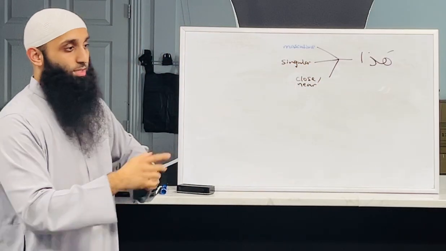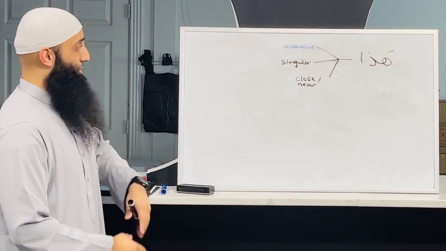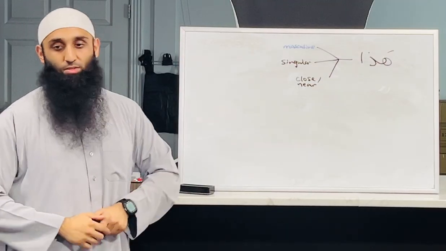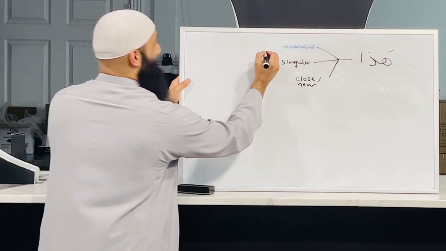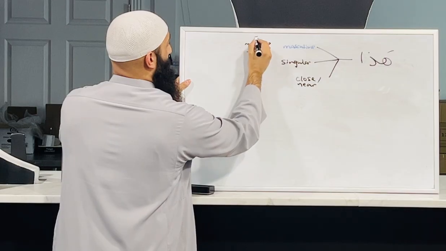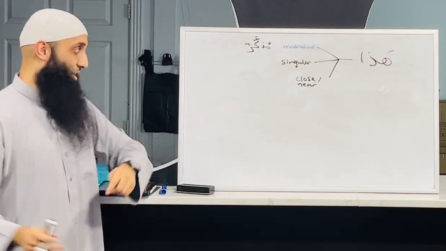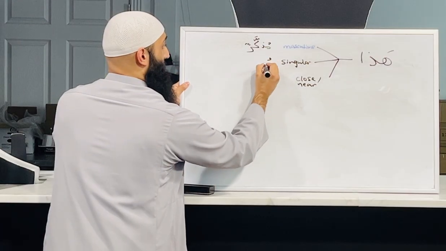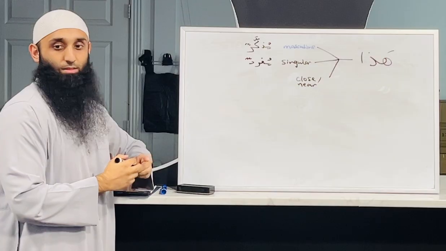Close is just something that has to actually be physically close. Yes. Can you give me the Arabic for these three? How do you say masculine? Mudakkar. Perfect. How do you say singular? Mufrad. Mufradun. And how do you say close? Qarib.